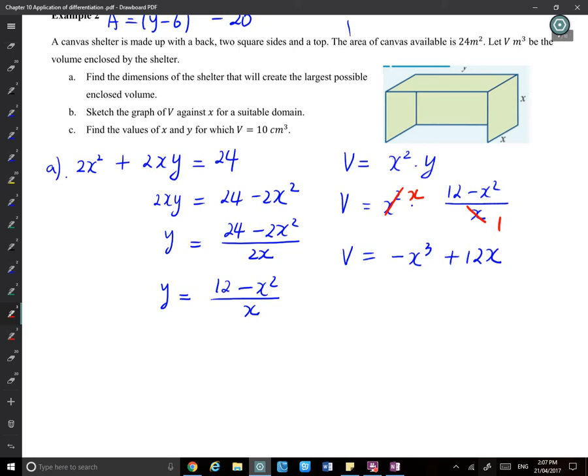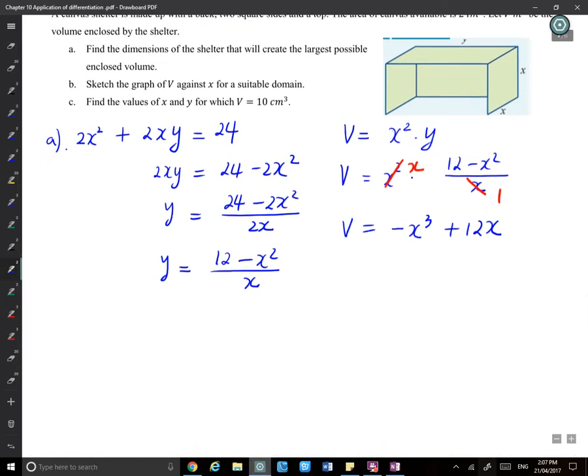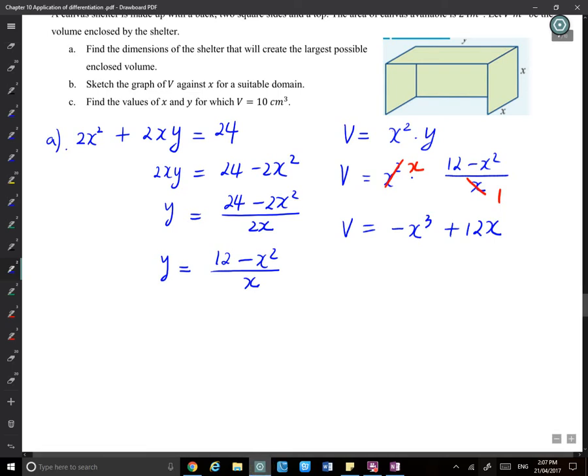What I want to find is the dimension of the shelter which creates the largest possible volume. Largest possible volume. Let's think about X. What can X take? What is possible X? First question, can X be smaller than 0? Can X be equal to 0? No, because the denominator here can't even equal 0. So X needs to be greater than 0.